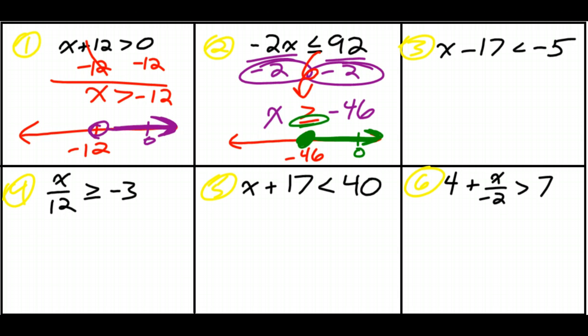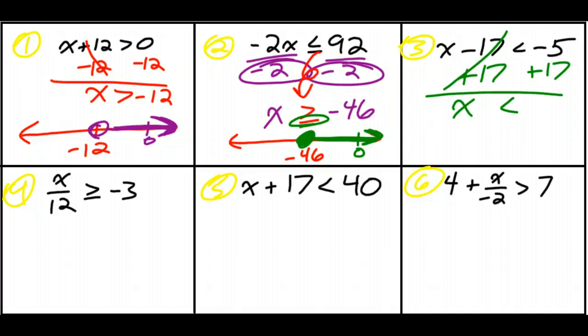For number 3, x minus 17 is less than -5, so we need to add 17 back to both sides. We get x then is less than, because for addition and subtraction, we don't ever worry about changing our sign around. We keep it that way. It's only for multiplying and dividing by negative numbers that our sign changes.